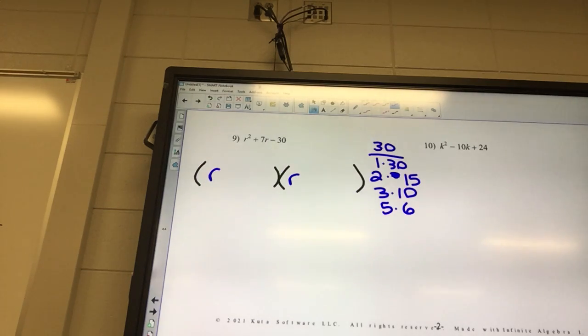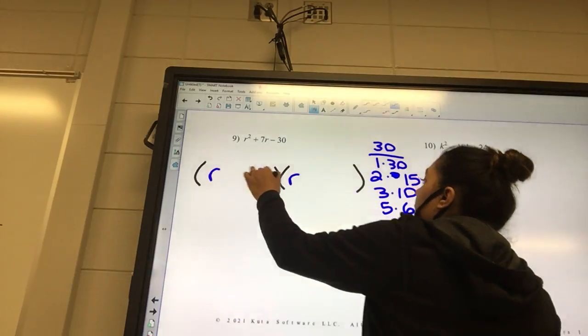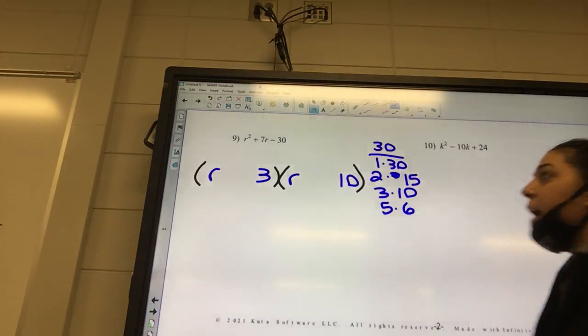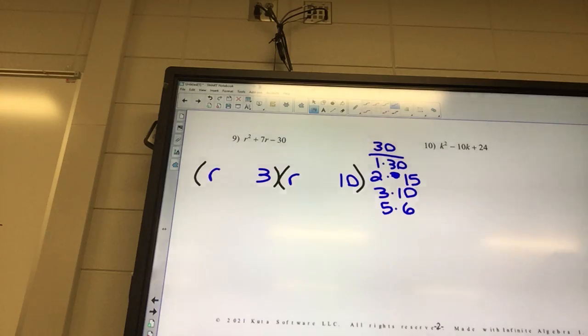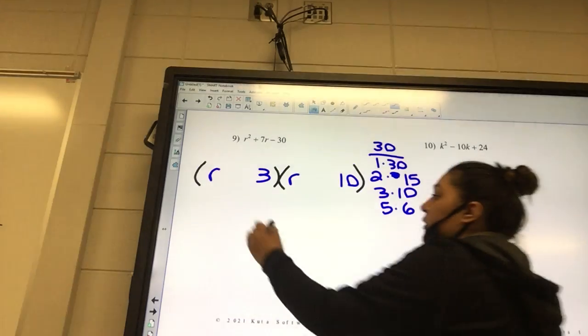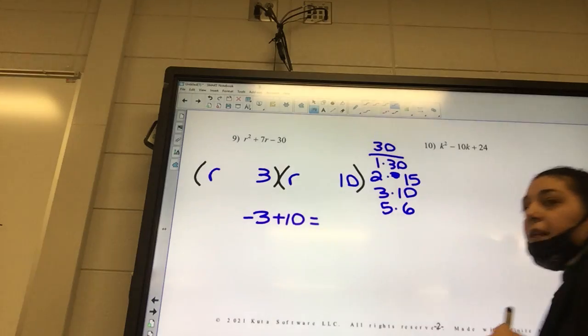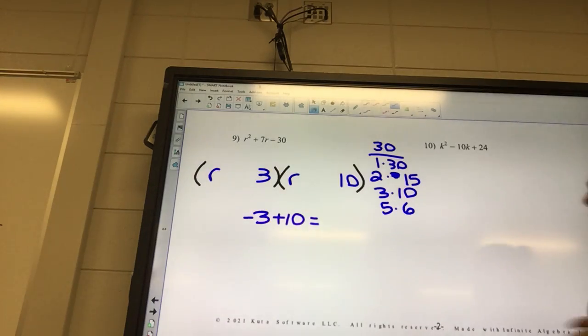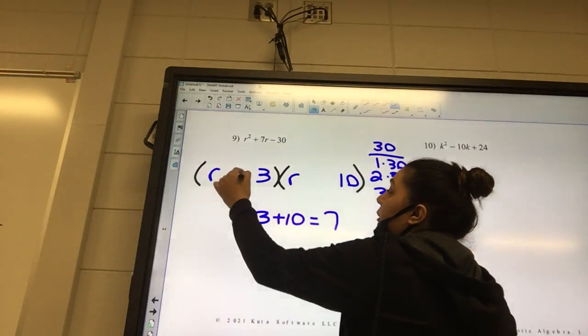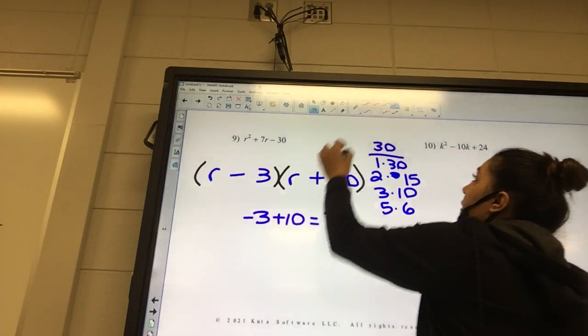3 and 10 is the right choice. So 3 and 10 would work. What kind of 3 and 10 do I need? I need a positive 7. Negative 3 plus 10. So check that on your calculator. Negative 3 plus 10, is that going to give you a positive 7? Yeah, it is. So you could fill these in. A negative 3 and a positive 10.